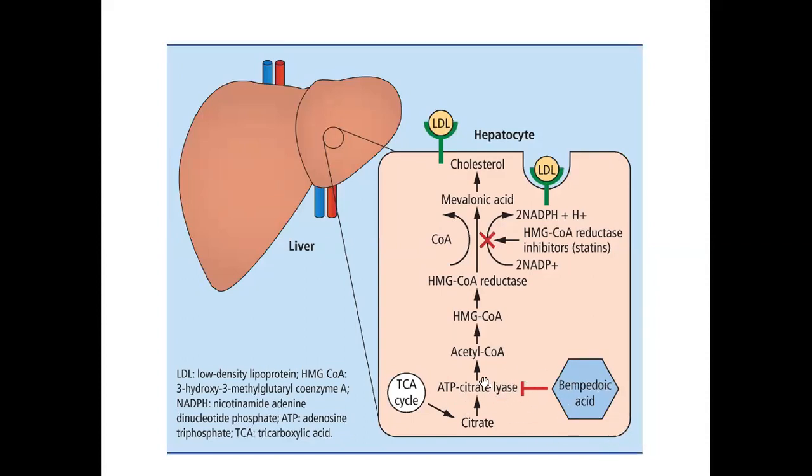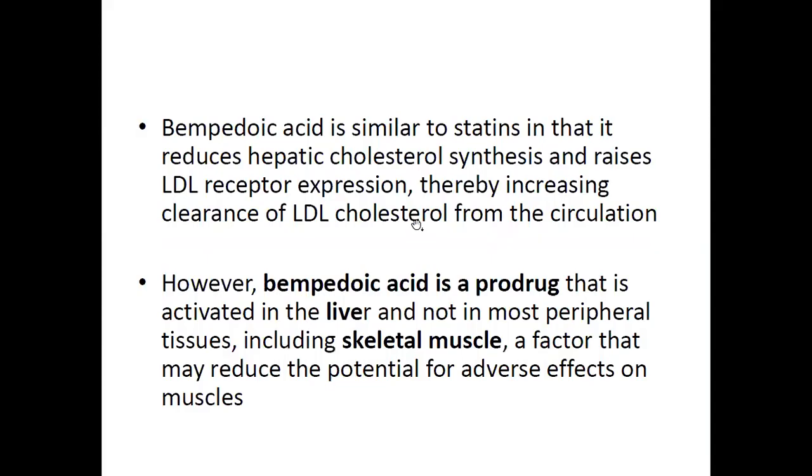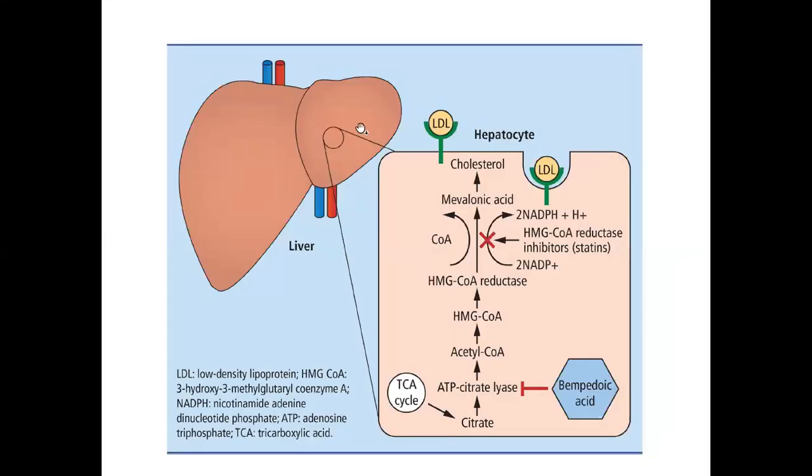If this enzyme is inhibited, there will be decreased production of acetyl CoA and thus decreased production of cholesterol. So its mechanism is similar to that of statins. It reduces hepatic cholesterol synthesis. Whenever cholesterol levels are decreased in the liver, the LDL receptors start increasing, so that LDL goes into the liver to maintain cholesterol synthesis. So there will be increased uptake of LDL from the circulation into the liver, and thus decreased LDL cholesterol levels in the circulation.